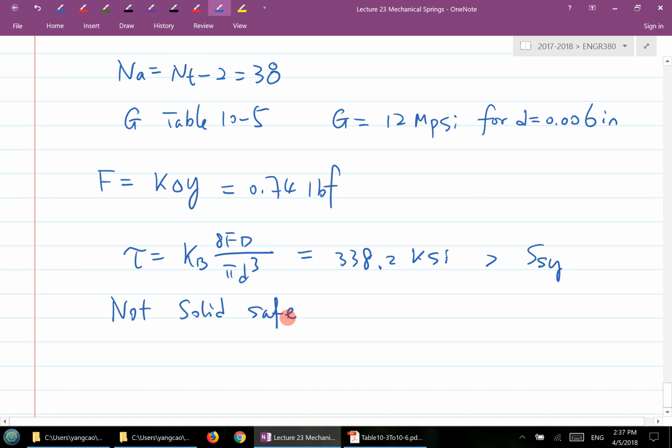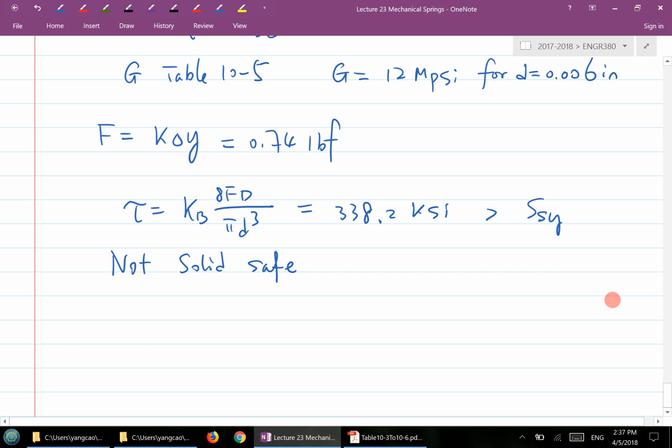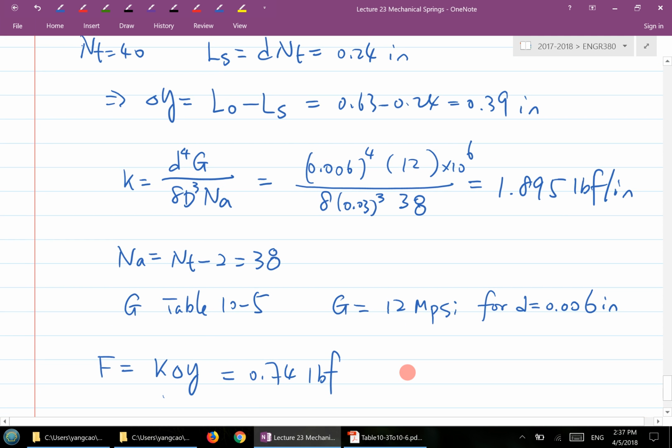So then that begs the question now. If it is not solid safe, what can we do to make it solid safe, right? Let's say we're not going to change the material. What we can do is reduce the load F, so that'll reduce the stress. How can we reduce the load F? The only way is to reduce the value of the deflection here, and the deflection is the subtraction between the free length minus the solid length. So the question is, can we reduce the free length? Then it will reduce the deflection.